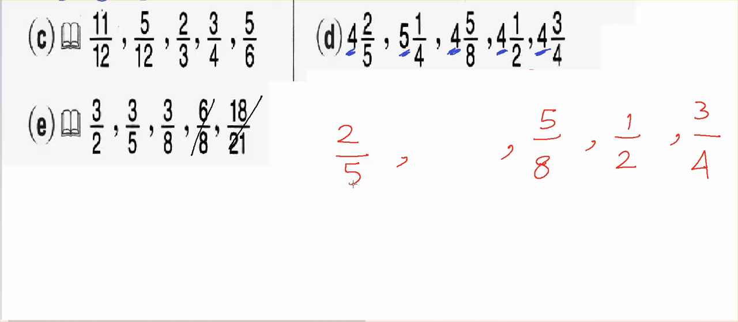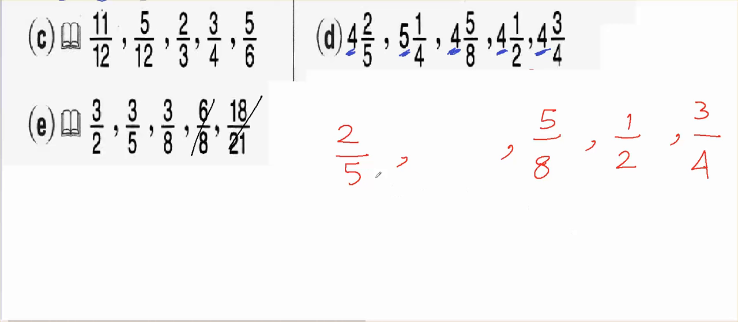Now we search for the LCM, a number that is divisible by all of these denominators, 5, 8, 2 and 4. Can we multiply 5 times 8, which equals 40? Yes, 5 times 8 equals 40. 40 is divisible by all of these numbers. To make 5 into 40, we multiply by 8, up and down.